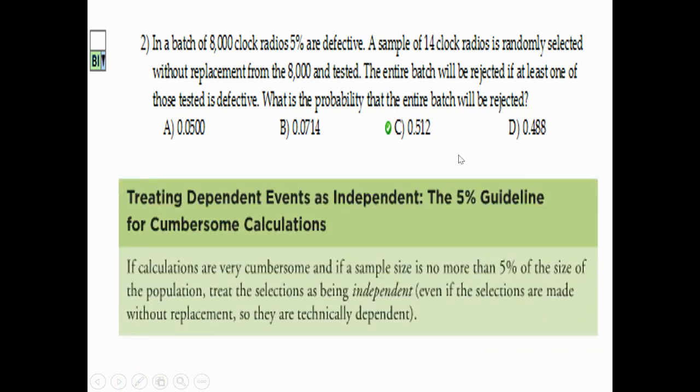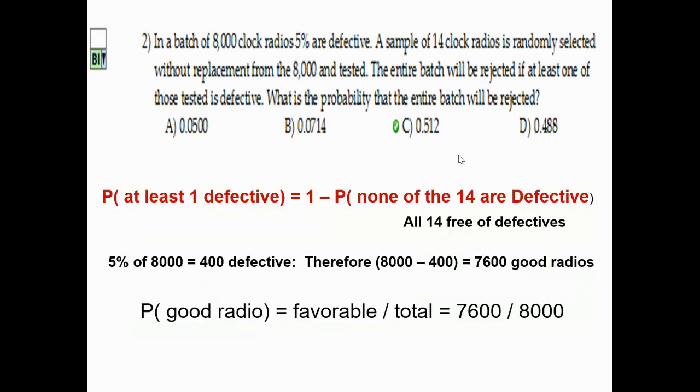All right. Now, recall back in 4.1, if things get to be cumbersome, even though these guys are dependent, meaning, hey, I pull a bad radio out, then I've only got one less radio. I pull another one out, I got one less bad one and one less total. This problem represents something that is dependent, but I don't want to do this 14 times. All right, so I want to treat this as being independent. In actuality, it's a dependent situation.